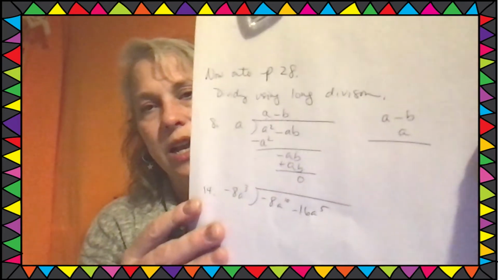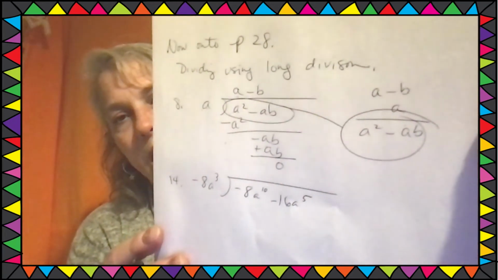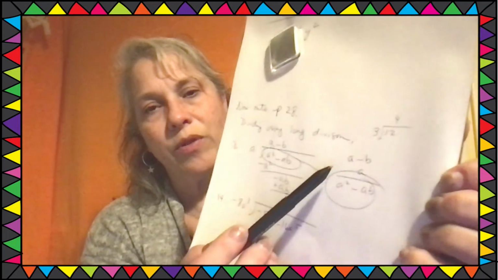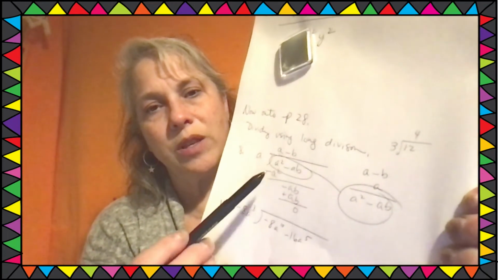Now, how do I check this? I come over to the side and I go a minus b times a. And I do it the way I did before. A times a is a squared minus a times b is ab. And that answer should be the same as your dividend. Okay, it's just like when you're multiplying and you have 3 goes into 12 4 times. 4 times 3 is equal to 12. So this answer times this answer equals the dividend, which is here.